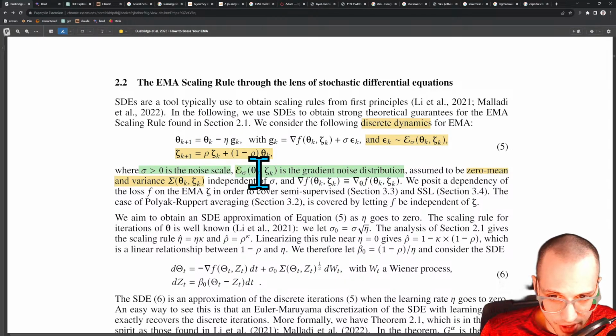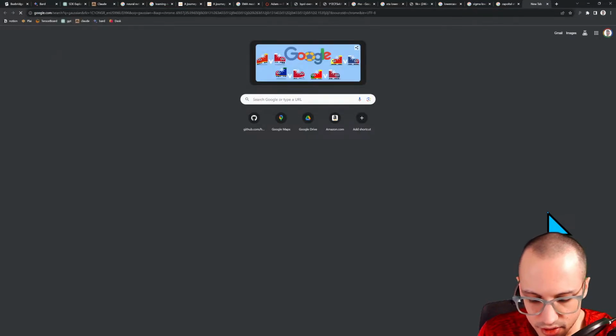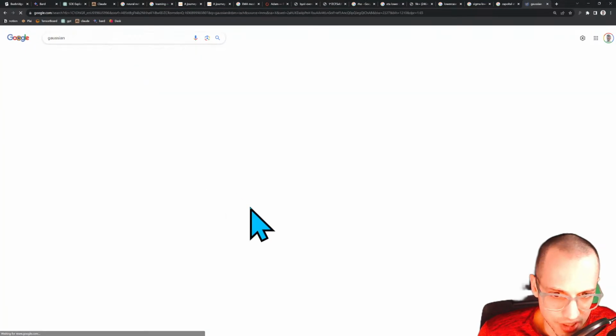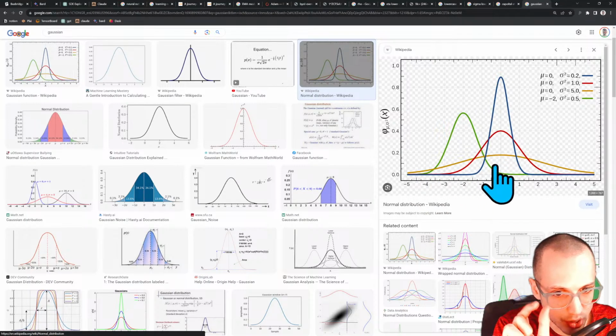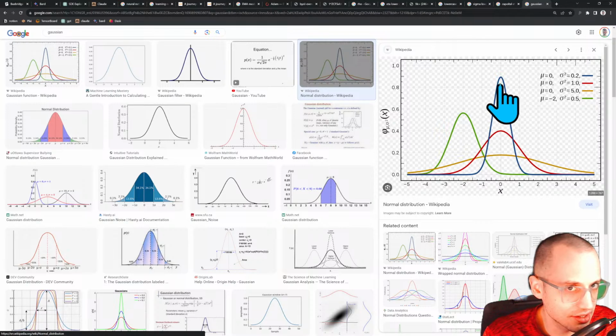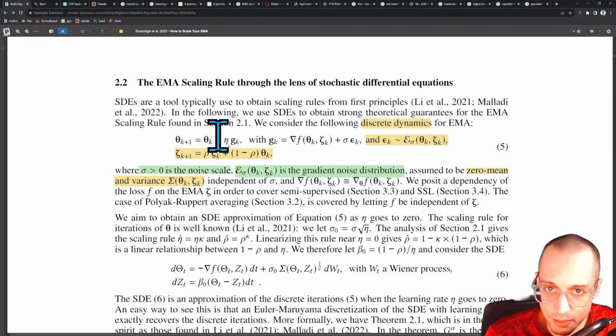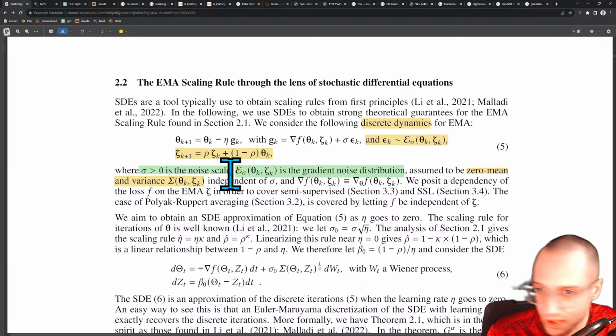So big E sigma of theta k and zeta k, right? The model parameters and then the EMA model parameters is the noise distribution, and we're going to assume it's zero mean and variance. If you look at your good old Gaussian, zero mean just means that it's centered on zero. The mean of this distribution is zero, and then the variance is basically the spread of that. So this orange one is high variance, this red one is medium variance, and this blue one is small variance, and that variance term is capital sigma. So they're breaking it up into the variance and then the mean.